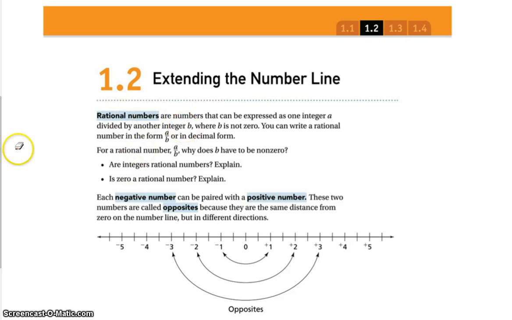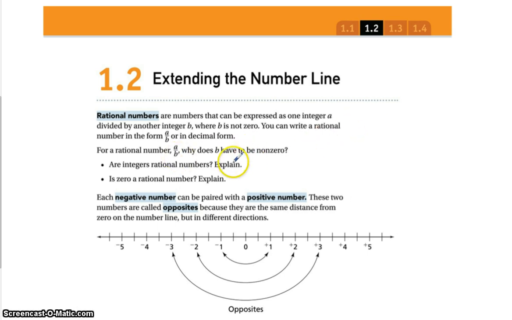So basically what this means is that rational numbers, or our fractions and decimals, can also be positive and negative. So real quickly, we're going to answer a couple of questions just to think about them. Why does b have to be non-zero? Well, since b is our divisor down here in our fraction, when we divide a number by 0, we get a different type of number that you will talk about later, but not for this purpose.